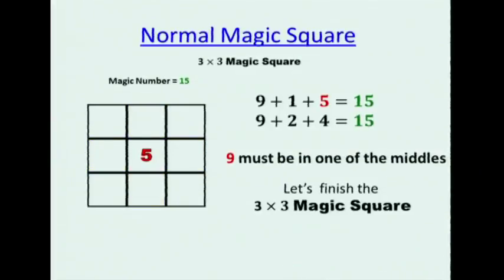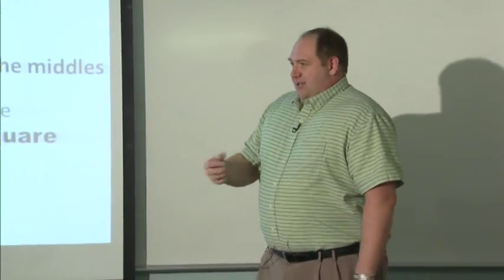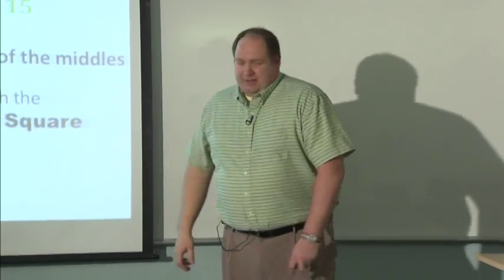So now we have these ideas. We have a middle, which is 5. The whole thing has to add up to 15. And we know that the corners can't be 9. So let's take a few minutes on your little cheat sheet there. You can put in 5 in the middle and see if we can come up with our magic squares.